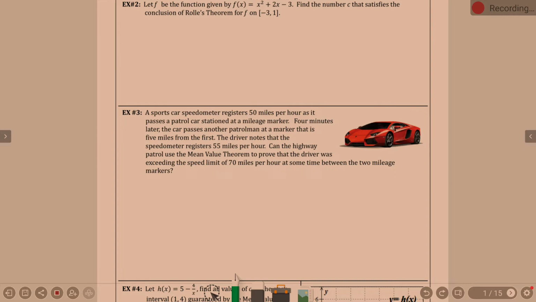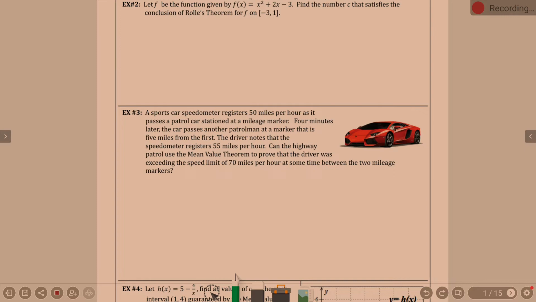Okay, so the function has to be continuous on the closed interval, differentiable on the open interval. That is true of both. Mean value theorem just says there is, on the certain interval a to b, there is some point c where the slope of the tangent line is equal to the slope of the secant line.